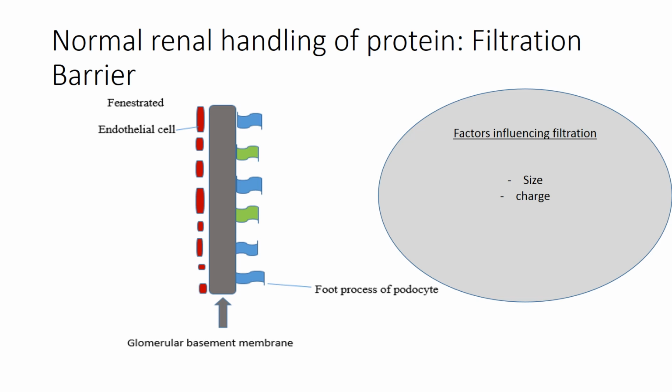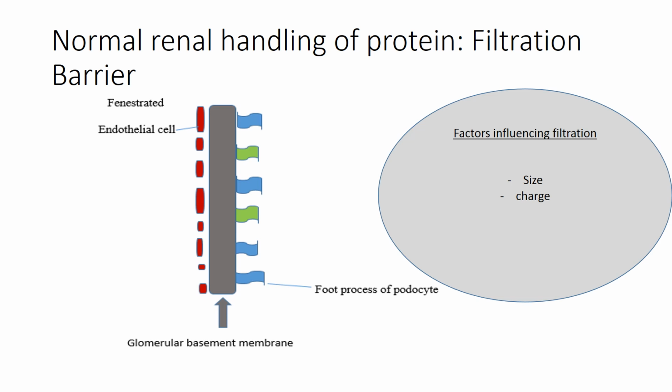This next component is the filtration barrier. The filtration barrier is made up of the fenestrated endothelial cell, the glomerular basement membrane, and the podocytes. So these three together make up the filtration barrier, and they act as a hindrance for various substances gaining access to the ultrafiltrate in Bowman's space. These substances include proteins. So what are some of the factors that will determine how easily a molecule gains access from blood into Bowman's space?